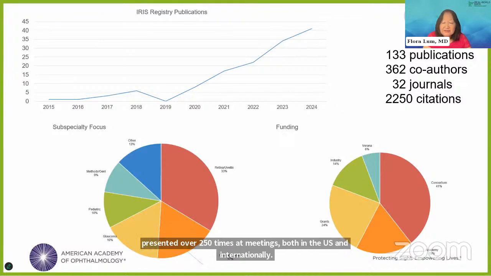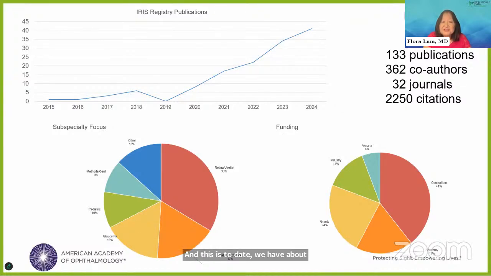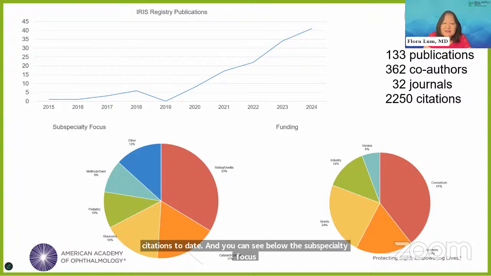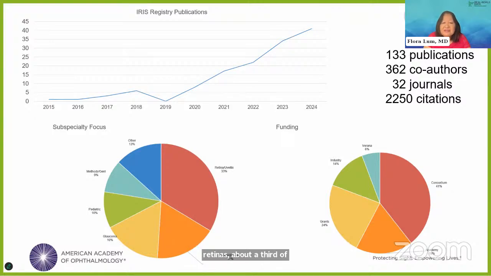To date, we have about 133 publications. What's great is that we've involved a lot of ophthalmologists and data scientists, so over 360 co-authors and across 32 journals, and about over 2,000 citations to date. And you can see below the subspecialty focus, retina is about a third of our articles, followed by cataract and glaucoma. And then the funding has come from grants in about a quarter of the cases, the Academy sponsored about 20%, and the consortium, the academic medical centers, about 40% of the articles to date.